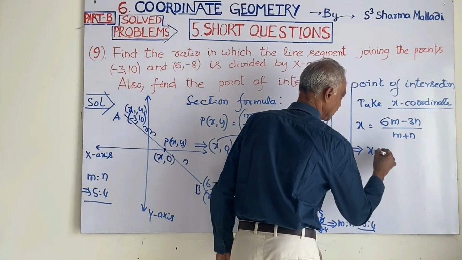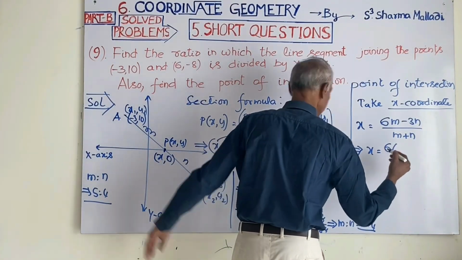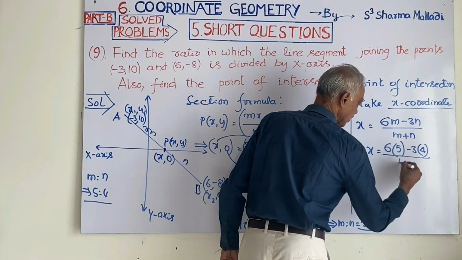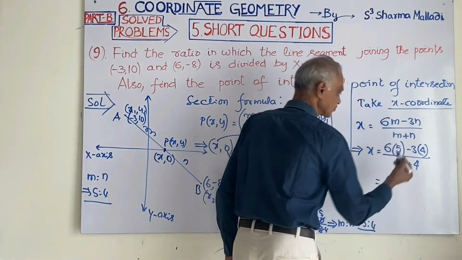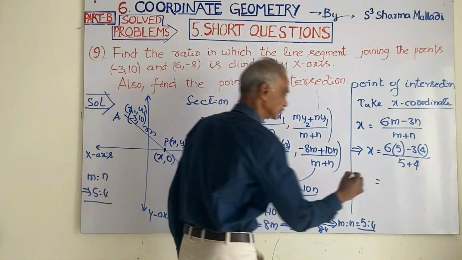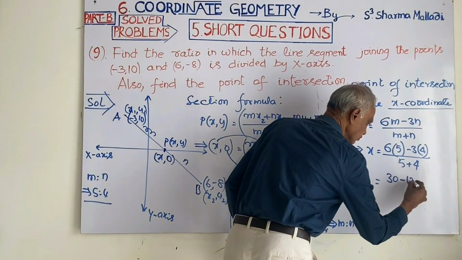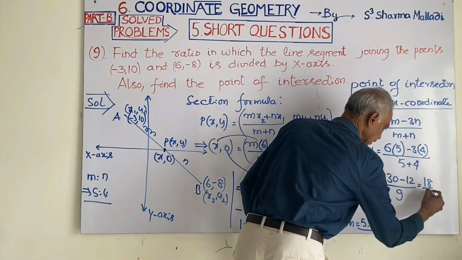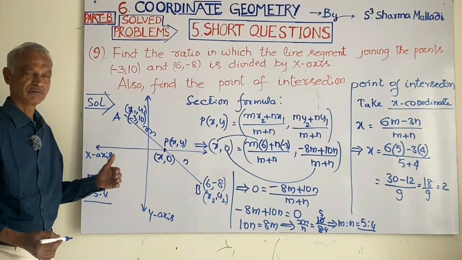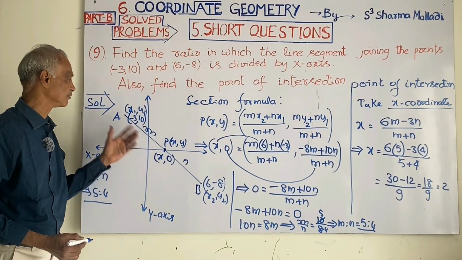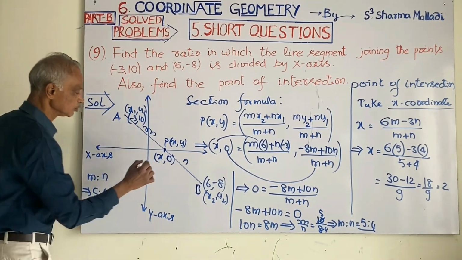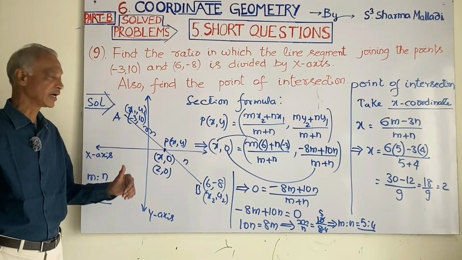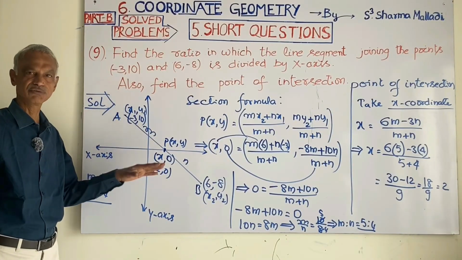You will get x is equal to 6 into, what is m here? 5, minus 3 into, what is n? 4, by m plus n, 5 plus 4. 6 fives are 30. 30 minus 12 by 5 plus 4, 9. 30 minus 12, 18 by 9. That is equal to 2. Which point on the x-axis is dividing this line segment? That is (2, 0). Like this you have to do. (2, 0) is dividing this line segment in the ratio 5 is to 4.